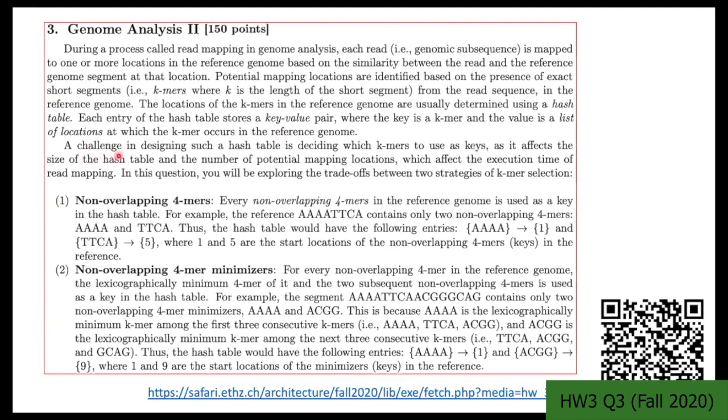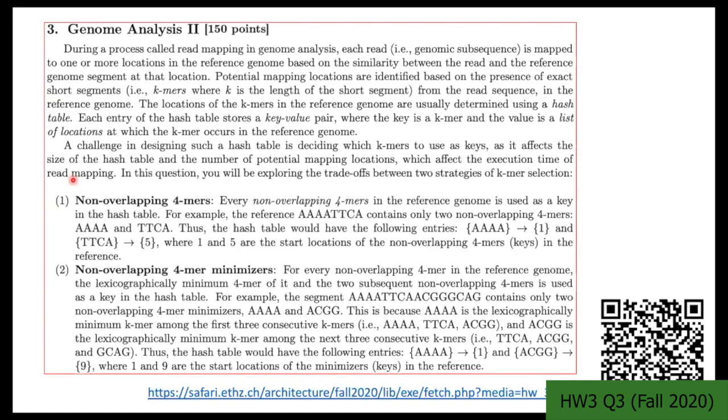And the challenge in designing such a hash table is deciding which k-mers to use as keys, as it affects the size of the hash table and the number of potential mapping locations, which affect the execution time of read mapping. So basically, if we have more k-mers stored in the hash table, then we will spend more time. If we have more locations stored in the hash table for each k-mer, then we have more work to do.